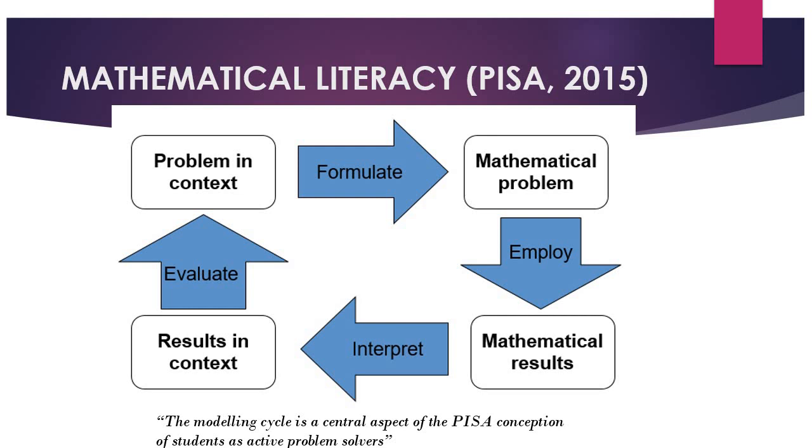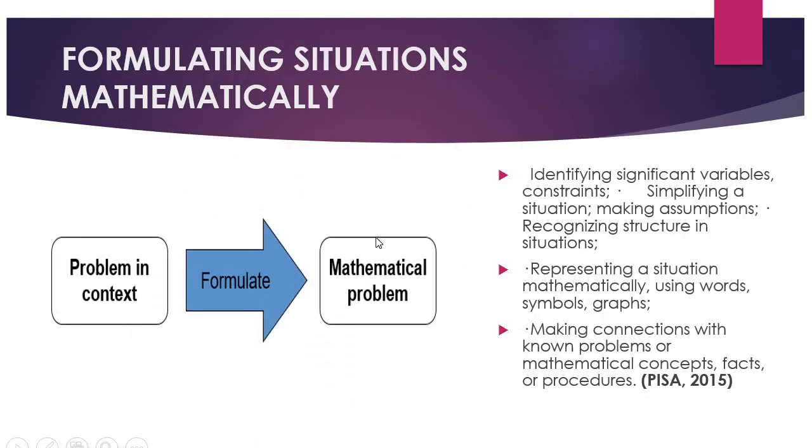Now, let's understand paano ba ang problem in context, then you are to formulate to have a mathematical problem. Okay, sige, let's have this one. So, ito yung first stage niya. You have problem and context. You are to formulate to have your mathematical problem. So, in identifying significant variables constraint, you have to simplify the situation, making assumptions, recognizing structure and situations.